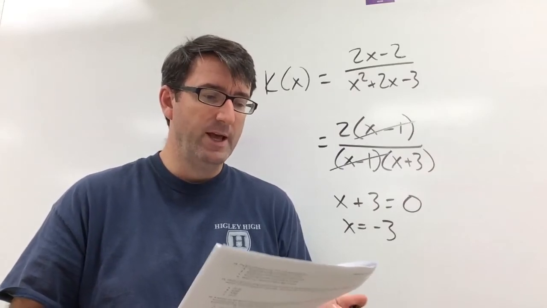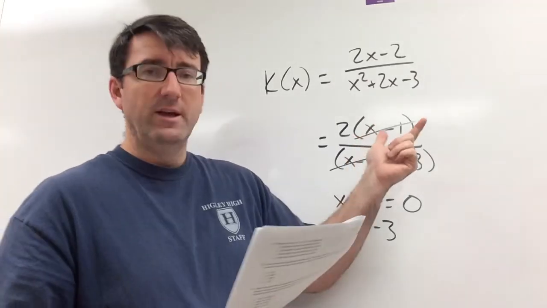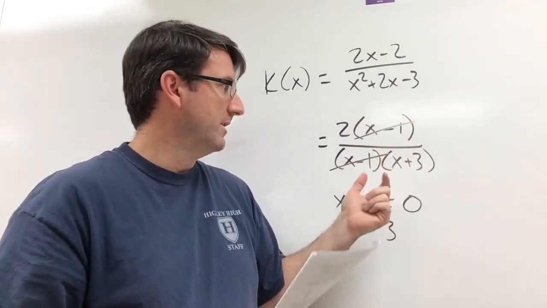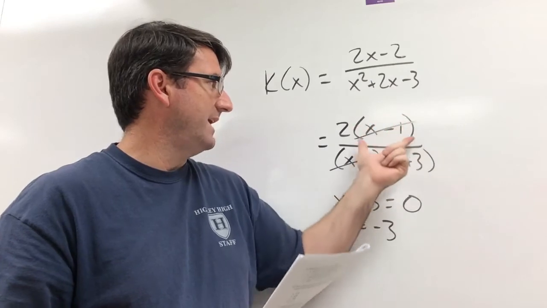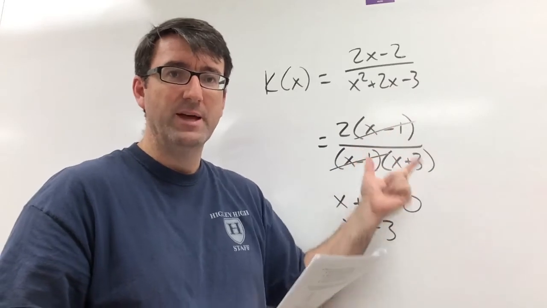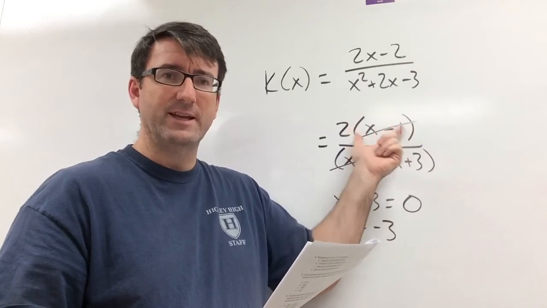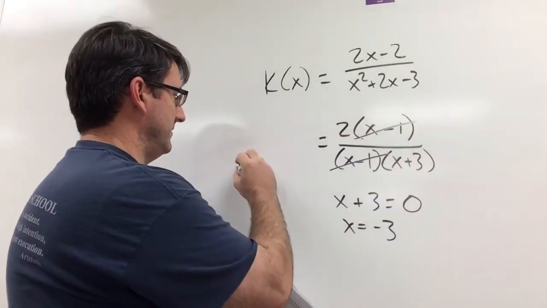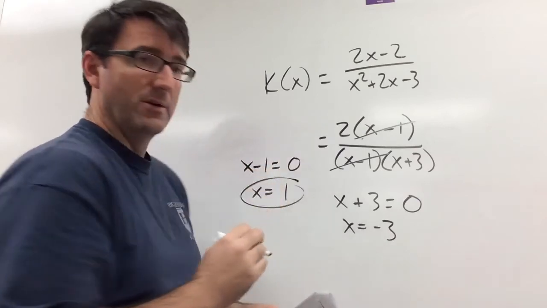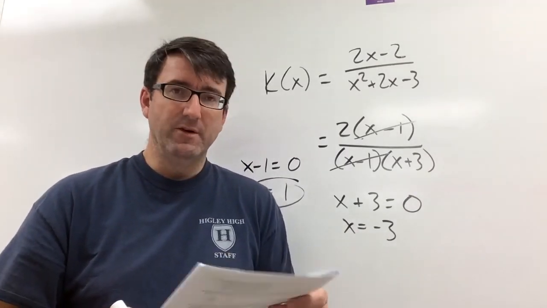All right, and then 21: find any removable discontinuities or holes. The holes are going to come where we would get 0 over 0 if we plugged in that number. So back here when we were able to cancel out the x minus 1 on the top and the bottom, whatever you canceled out is going to give you your 0. If x minus 1 equals 0, then x equals 1. So that is your hole at x equals 1, and that's B for number 21.